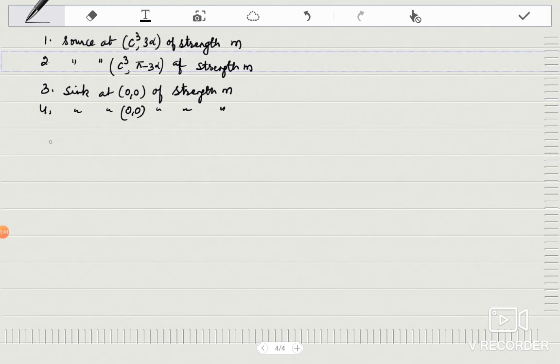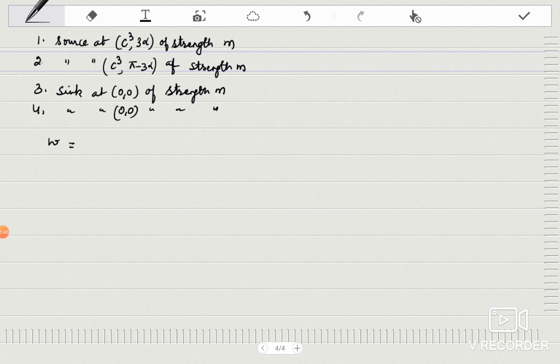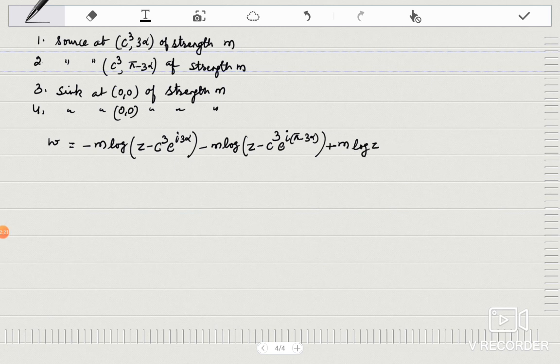Now we write the complex velocity function W. W is equal to, because of the source, minus M log (Z minus R e^(iθ)), so R is C cube e^(3iα). Next, minus M log (Z minus C cube e^(i(π − 3α))). Then I have a sink, so of the same strength M, log (Z minus 0), so it will be Z. Another sink, log Z. So that is your W.